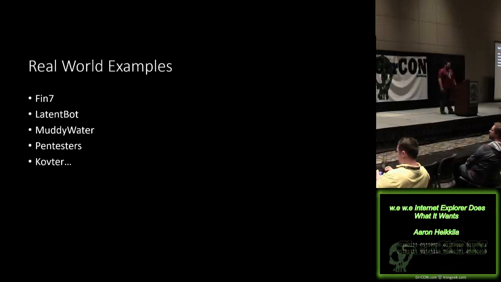So in the real world, a lot of people have been seen using the MSHTA or HTA documents as an exploit. FIN7 is a financially motivated threat group. They've been seen utilizing it. LatentBot is a really sneaky malware. It's been around for a while. Not a lot of people know what's up with that. But that's been seen using MSHTA. MuddyWater is an Iranian group, and they use it. And then pen testers love it. If you went to Dave Kennedy's keynote talk, he mentioned how he uses MSHTA in his Unicorn framework. He's got the ability to generate random HTA documents and lures. And then there's CovTR.